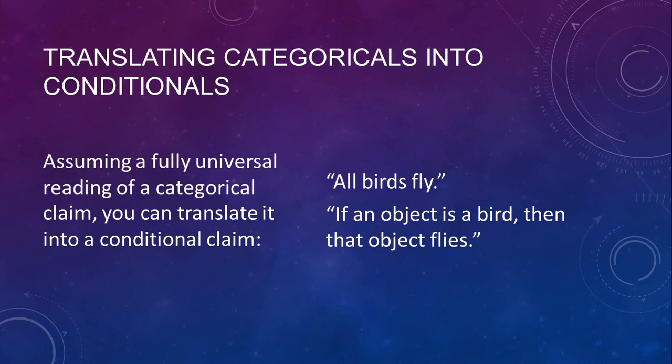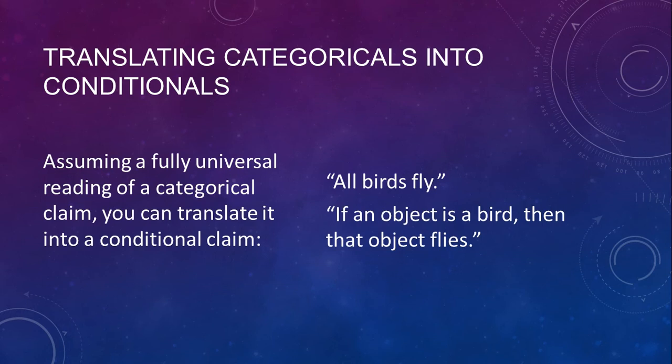And of course you can translate them. So just like this, all birds fly is the categorical, applying the property of being able to fly to the category. And you can say that in another way: if an object is a bird, then that object flies. Okay? So categoricals and conditionals are kind of basic elements that you would use in an argument.